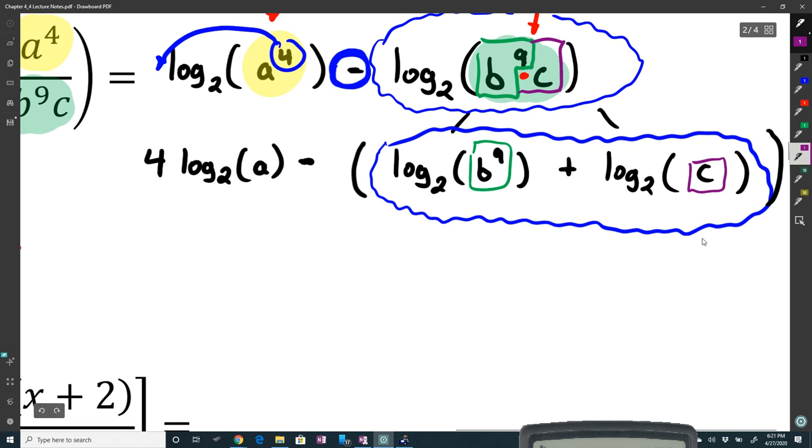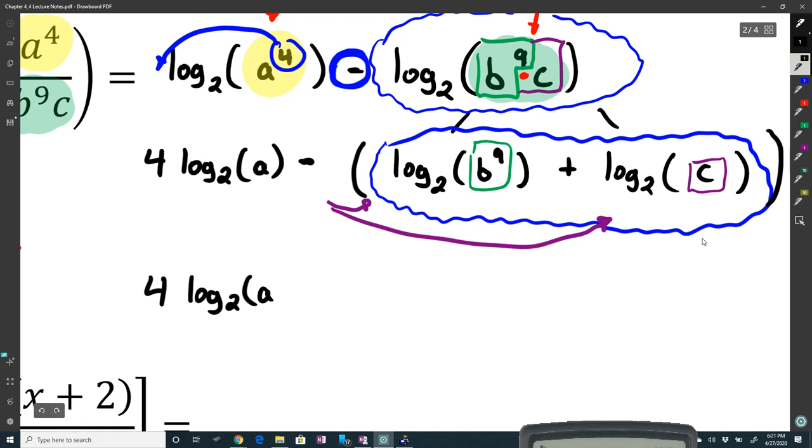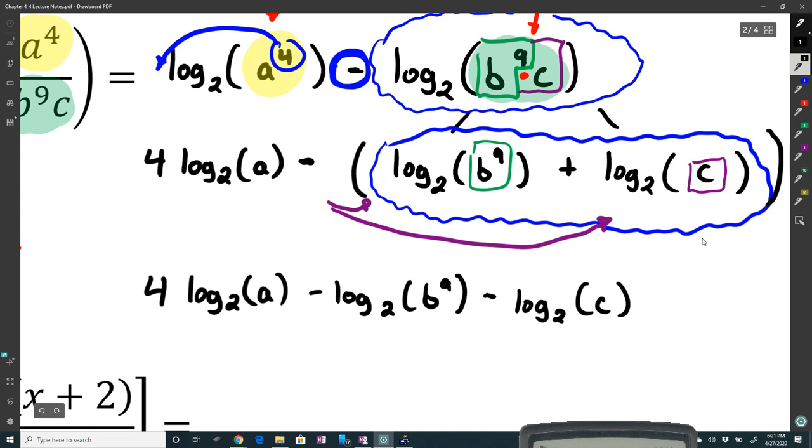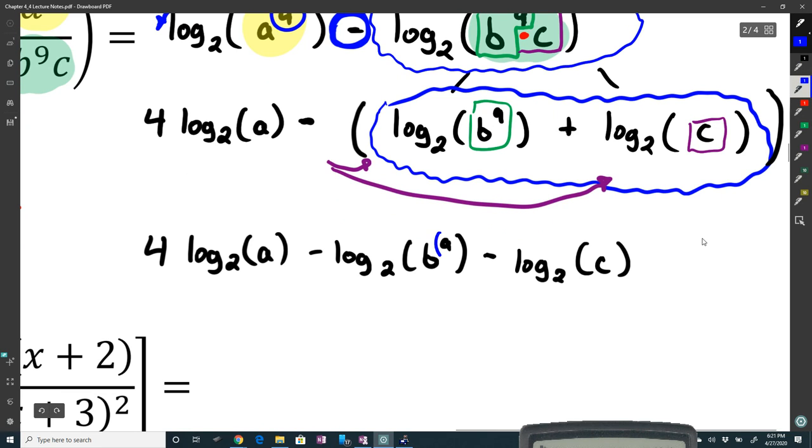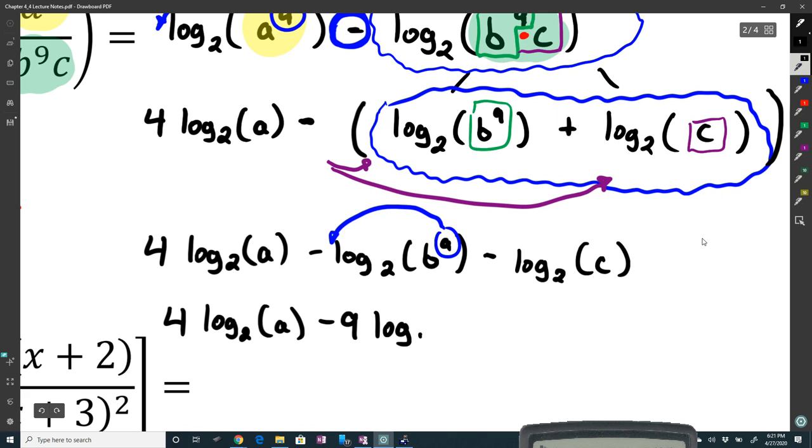Now we can distribute that minus sign. So minus log base 2 of b to the 9 minus log base 2 of c. Now the last thing to do is this 9 comes to the front of its own log, and we're left with 4 log base 2 of A minus 9 log base 2 of B minus log base 2 of C.